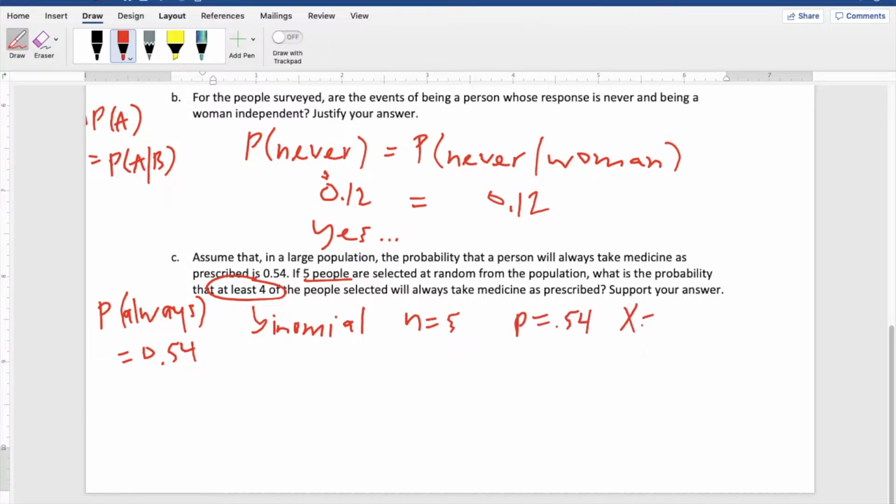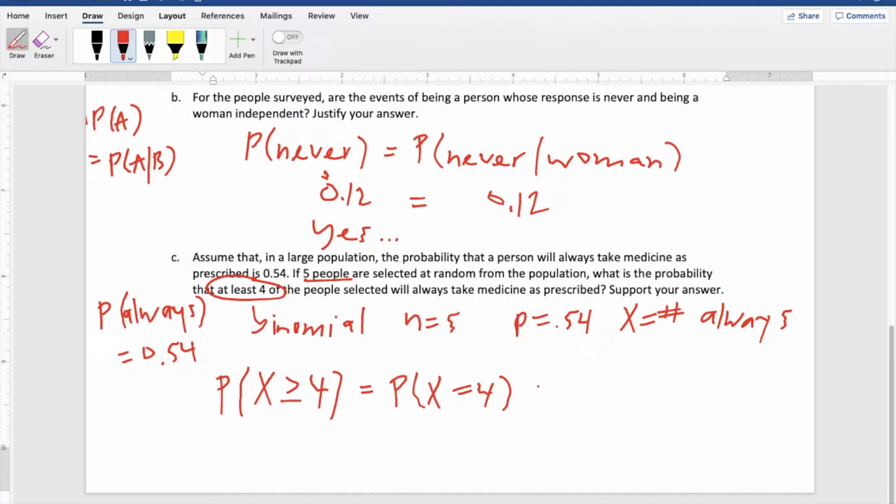X would basically be the number who said always. Then I'm finding the probability that X, the number of people who said always out of the 5, is at least, meaning greater than or equal to, 4. In this case, we only have 5 people. That's basically the probability that 4 of them said it, plus the probability that 5 of them said it.